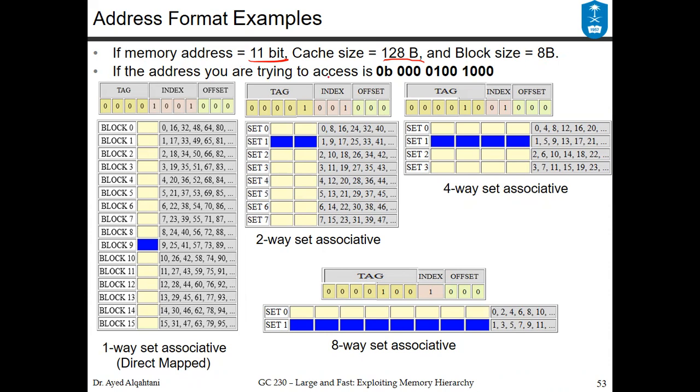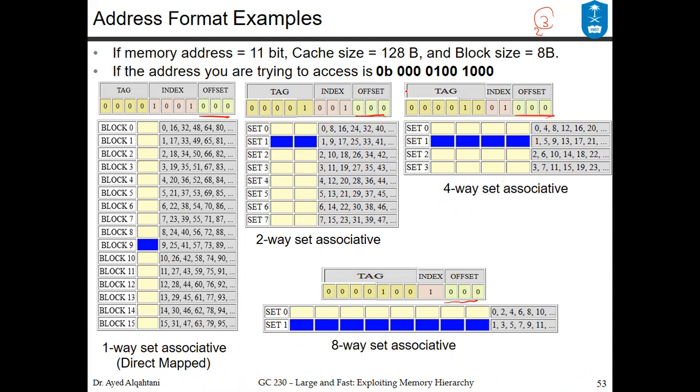If the address that you are trying to access is this address, then for one-way set associative or the direct map, this is going to be the address subdivision. We know that we have 8 bytes, which is 2 to the power of 3, and these 3 are the 3 bits of the offset. These are the offset bits in the one-way set associative, also the two-way, the four-way, and the 8-way set associative. The same offset bits.